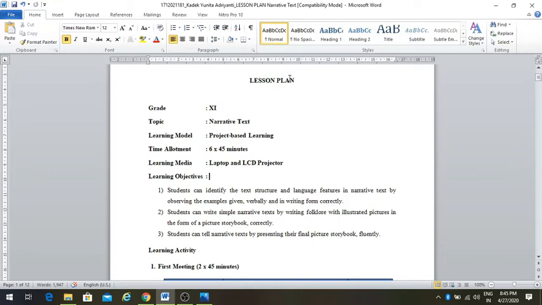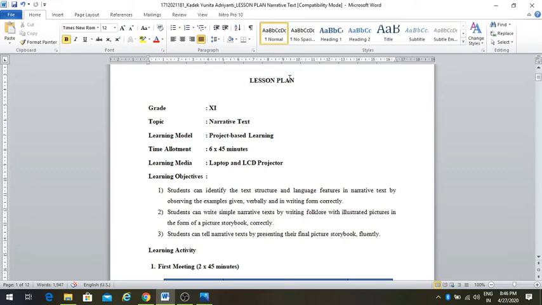The first learning objective: students can identify the text structure and language features in narrative text by observing the example given, verbally and in writing form correctly. The second: students can write simple narrative text by writing folklore with illustrated pictures in the form of a picture storybook correctly. Finally, students can tell narrative text by presenting their final picture storybook fluently.